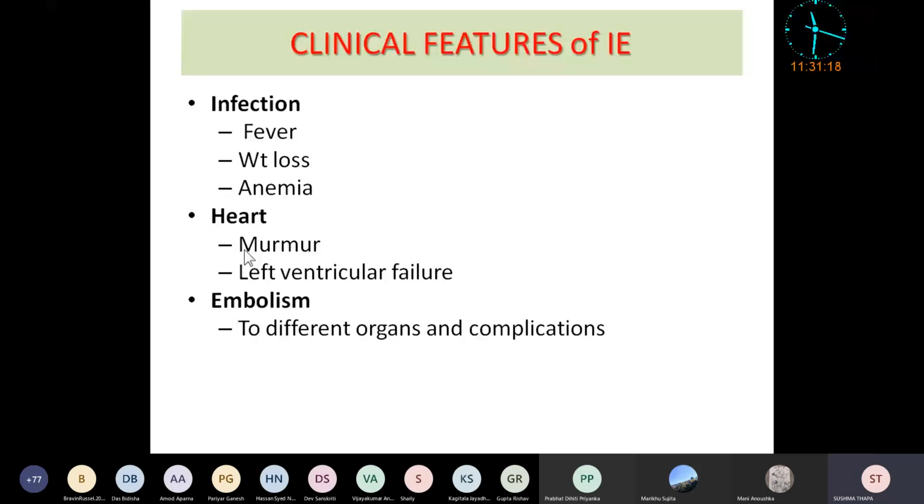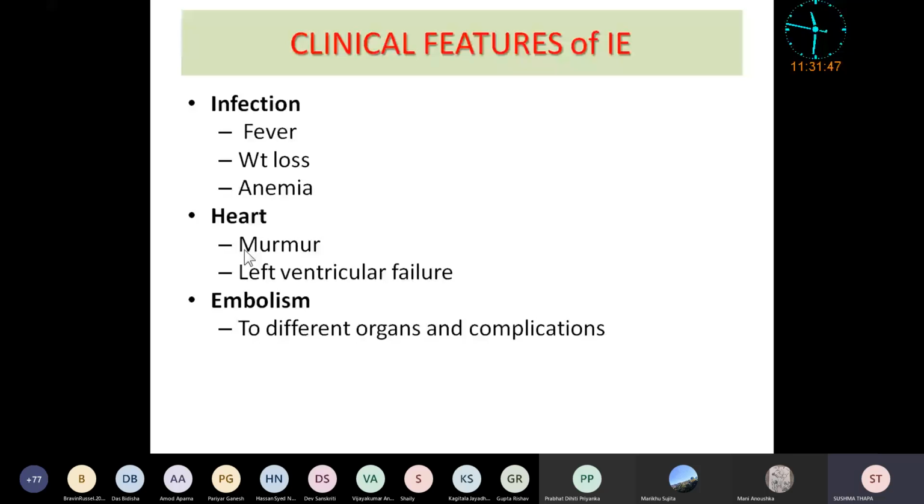Next, because of the involvement of the heart, and since the lesion is there, vegetations are there in the heart valves, the patient will present with a murmur. Okay, because of the lesion and also because of the complications associated with the vegetation, there will be features presenting as heart lesions. Clinically they will present with a murmur, or in advanced cases there will be left ventricular failure.